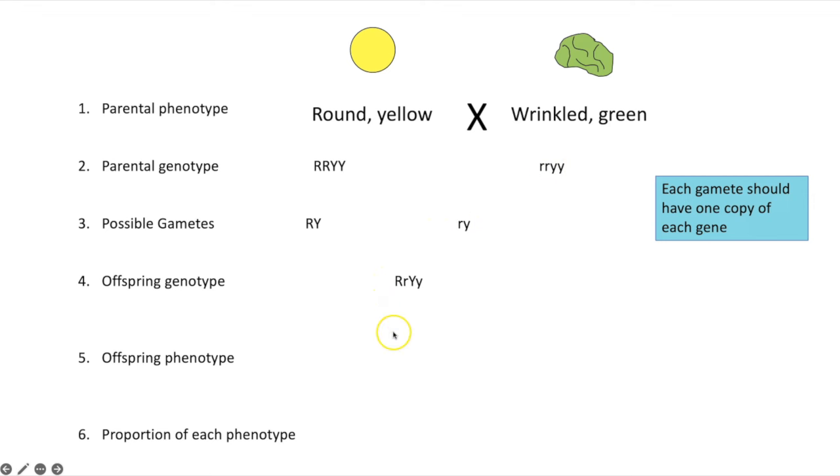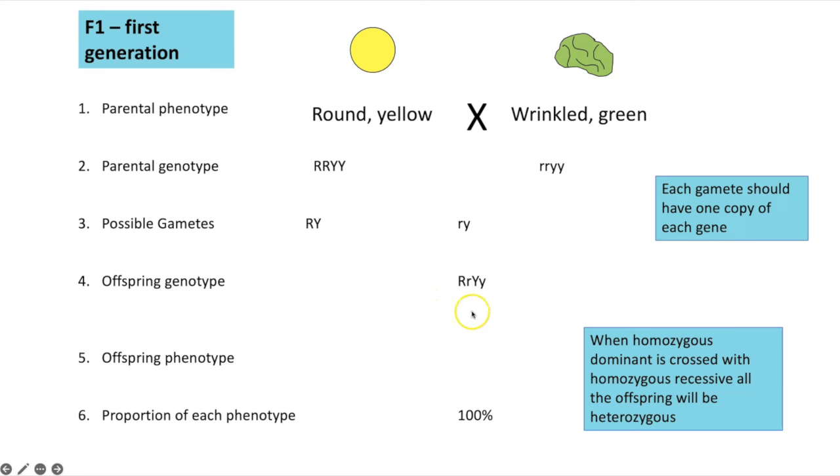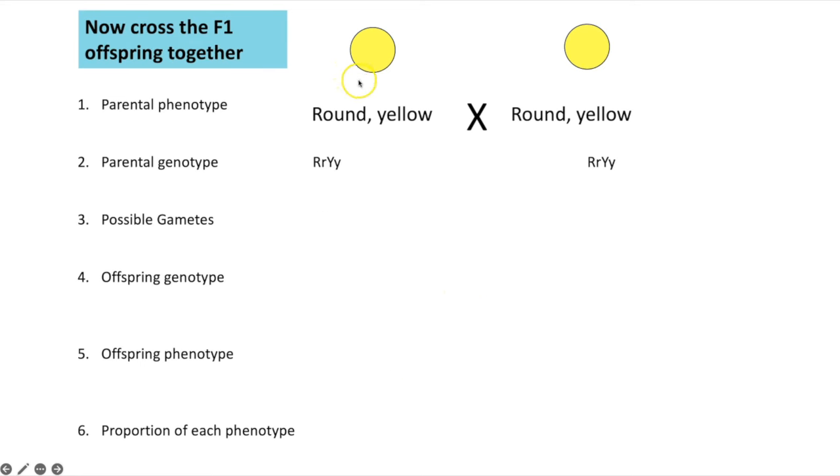We can then do a Punnett square. But actually for this one, we don't need to do a Punnett square, because if this parent can only donate this gamete, this parent can only donate that one. If we join them together, every single option on the Punnett square would come out with this heterozygous offspring genotype. So 100% would have that genotype, which would mean 100% would be yellow and round, but heterozygous. So you can actually cross those together now.